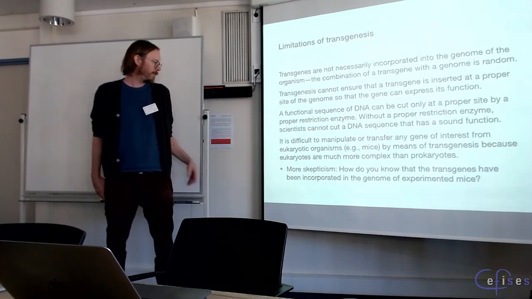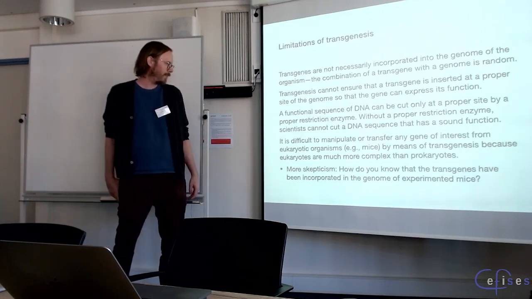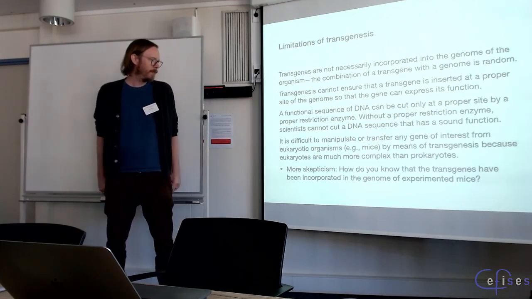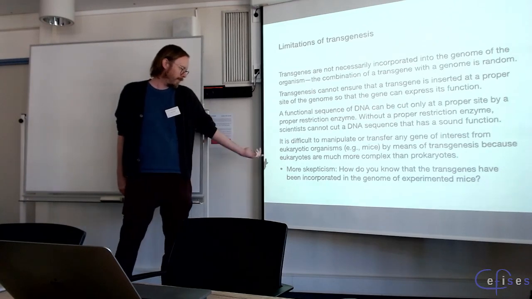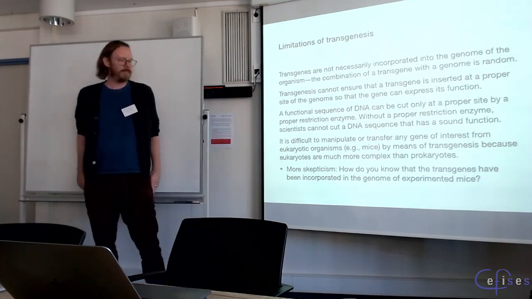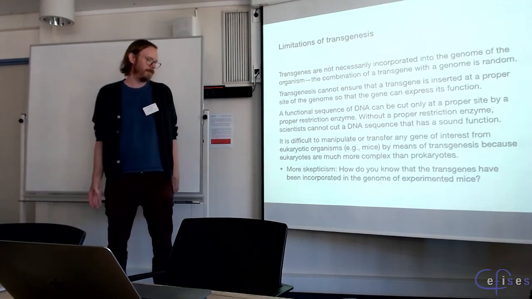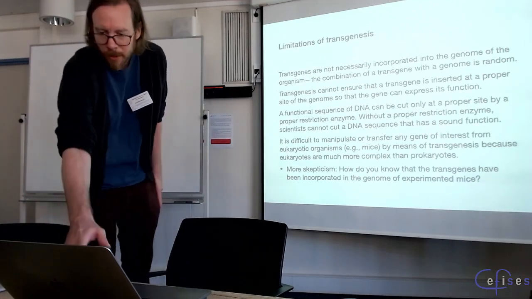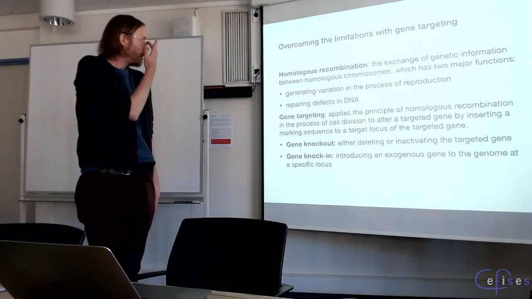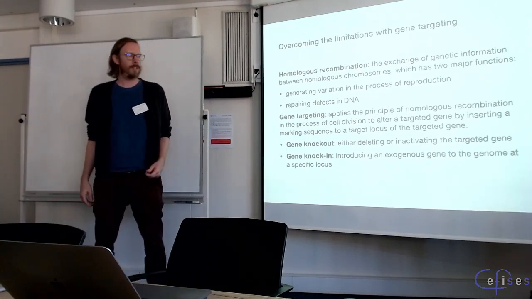And it's also difficult to manipulate or transfer a gene of interest from eukaryotic organisms, for example, mice, by means of transgenesis because they're more complicated. So we have some more skepticism here. Basically, how do you know that the transgenes have been incorporated in the genome of, say, experimental mice because they're more complicated? And this leads to the next two methods that I'm going to talk about.